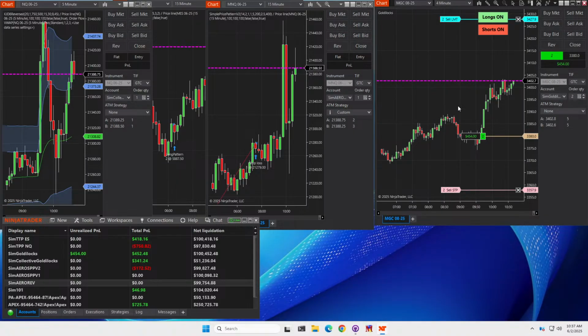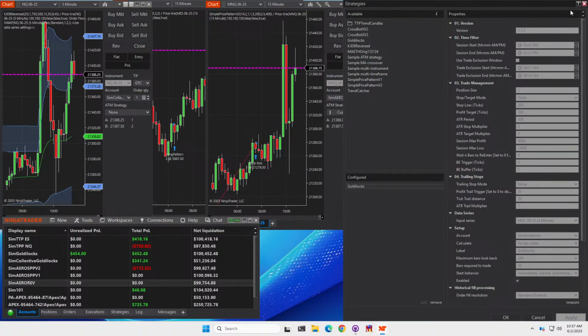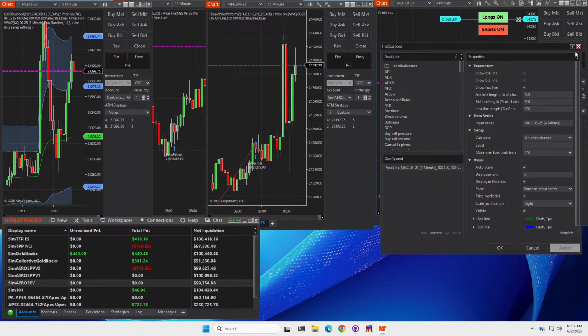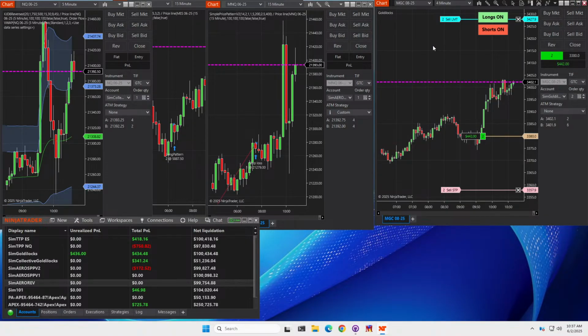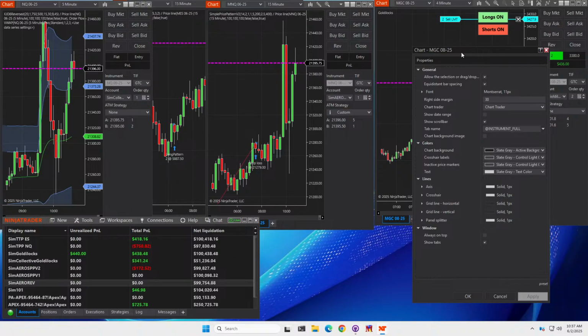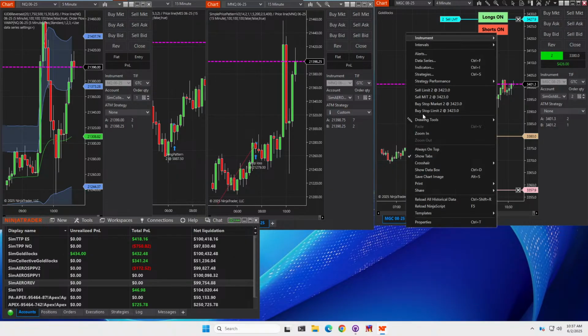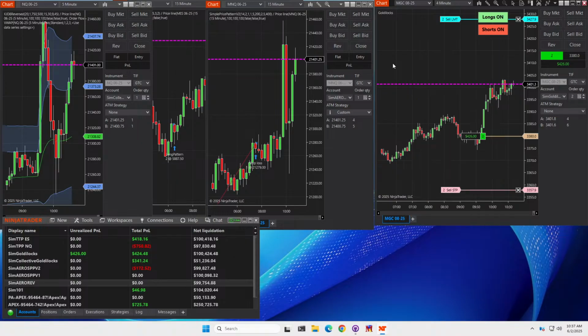Control S loads your strategies. And then Control I, indicators. And then Control T is the chart properties. So those 4 control keys are pretty handy. If you right click on the chart, you'll see them here, Control F, I, S, and T. So those are really good to know. But anyway, I've got a year of data loaded.